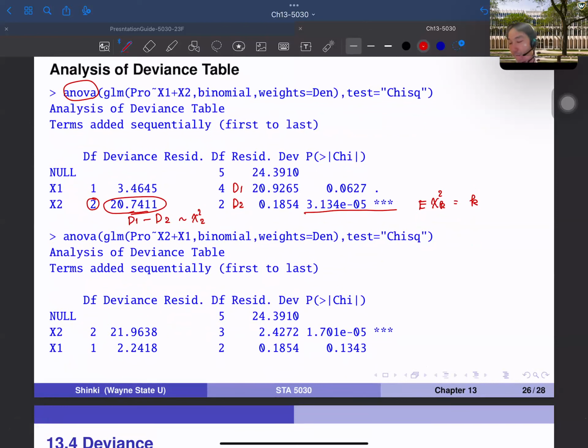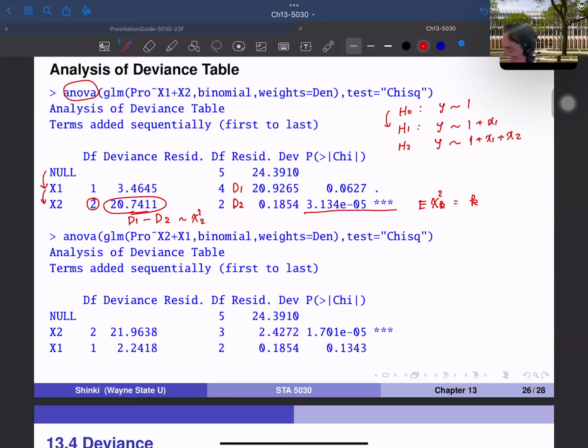This table is similar to an ANOVA table. So the test is sequential. We test the difference between the null model and the model with X1, and the model with X1 and X2. So we have 3 hypotheses: H0, H1, and H2. H0 is Y is not explained by anything. H1 is Y is explained by the intercept, so just 1, plus X1. H2 is Y is explained by intercept, X1 and X2.